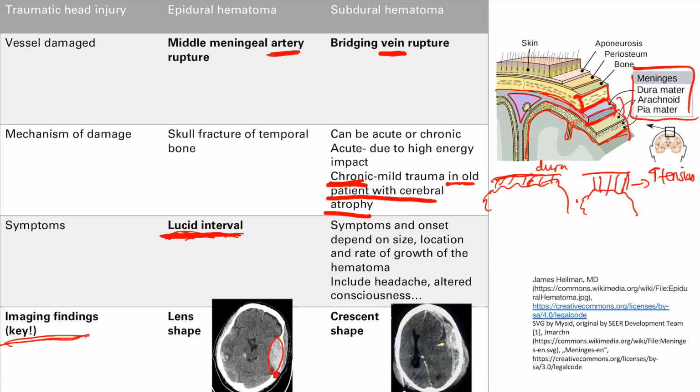It's because the dura is so tightly attached to that skull. You're trying to pry apart the dura. You're trying to pry it off of the bone. That's why you get this lens shape. Okay.